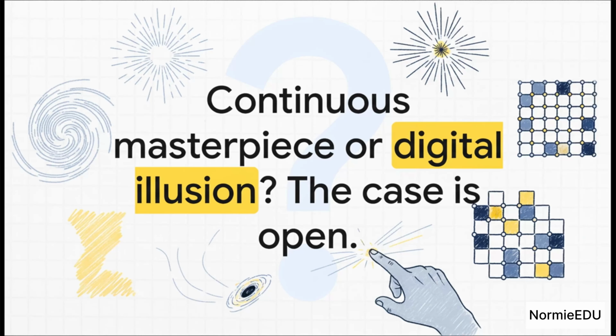Is space-time a smooth, continuous masterpiece like Einstein thought, or is it a shimmering digital illusion? Is gravity a fundamental force, or just the ghost of some ancient cosmic car crash? The quest for the answer is one of the greatest adventures in science, and honestly, we're all just waiting for that next crucial clue. The case is very much open.